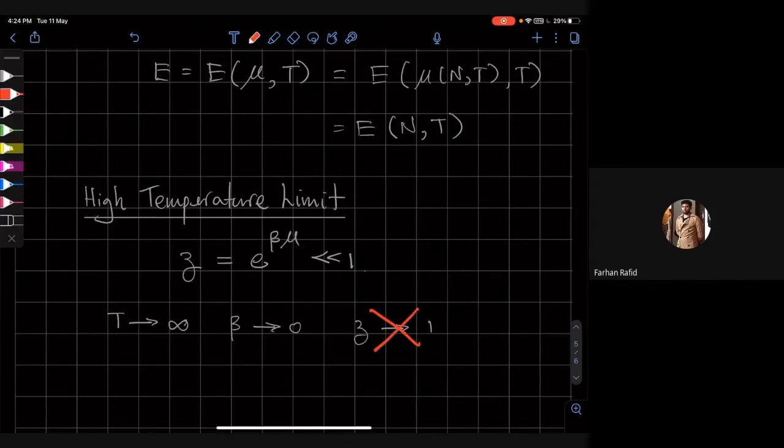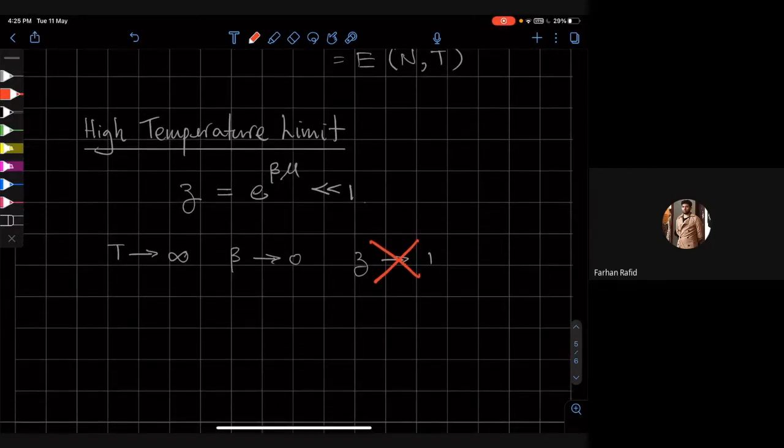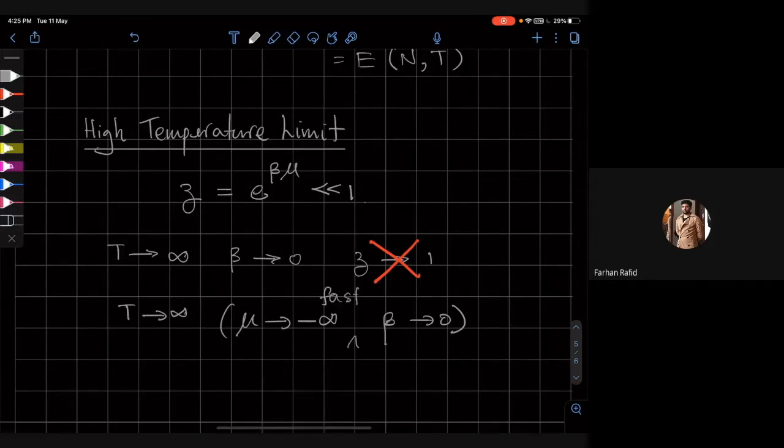What happens, and we'll show this in a moment, is that as T goes to infinity, mu goes to minus infinity in such a way that this goes to minus infinity faster than beta goes to 0. So that z then becomes very, very small.